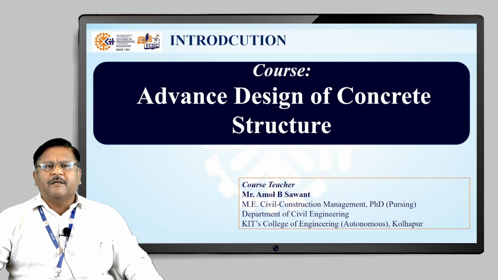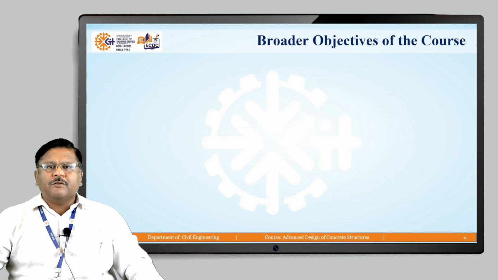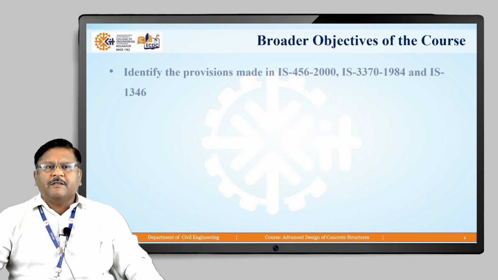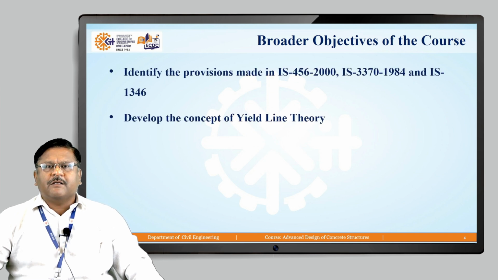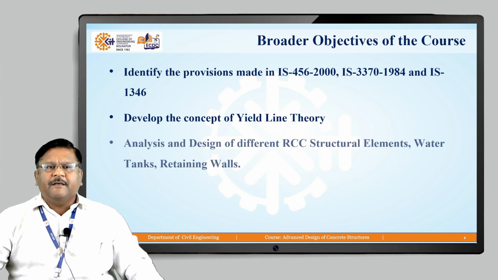Today we are here to discuss the course Advanced Design of Concrete Structure. First of all, we see the broader objectives of the course. First is to identify the provisions made in IS 456-2000, IS 3370-1984 and IS 1346. Second, develop the concept of yield line theory. And third, analysis and design of different RCC structural elements, water tanks and retaining walls.